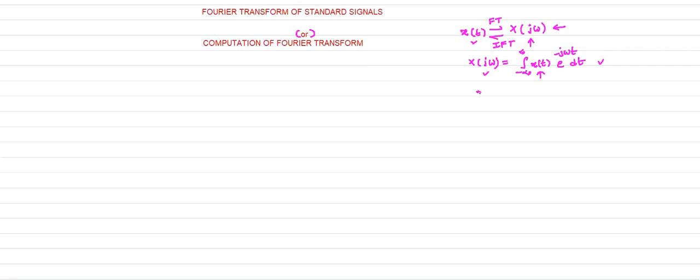Now what is the inverse Fourier transform formula? This is your x of t. How can we obtain x of t? Integral minus infinity to plus infinity, where the frequency domain signal X of j omega, e power j omega t, d omega. This is the inverse Fourier transform of your X of j omega, so that we will get the time domain signal. These are two important formulas. The entire CTFT, that is continuous time Fourier transform, depends on these two formulas.